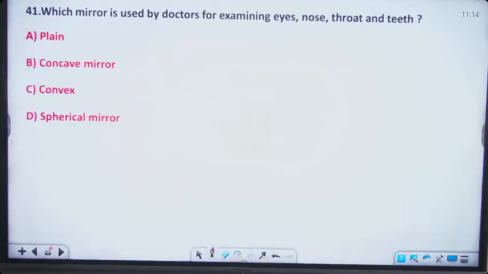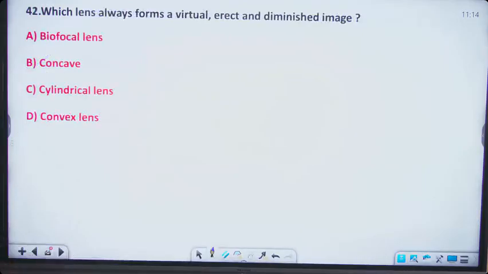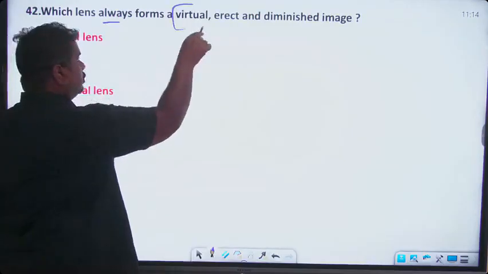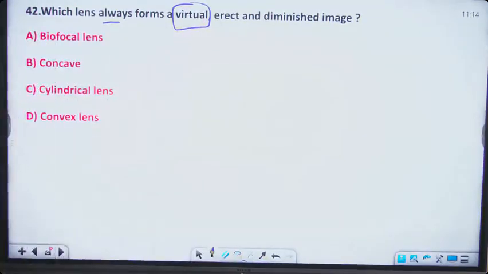Which mirror is used by doctors for examining eyes, nose, throat, and teeth? Concave. Which lens always forms a virtual, erect, and a diminished image? It always forms a virtual, only in case of convex. Right, sorry. We're talking about lens, so here in this case, only the concave lens. Concave lens will always form a virtual one. Convex mirror will always form a virtual image.